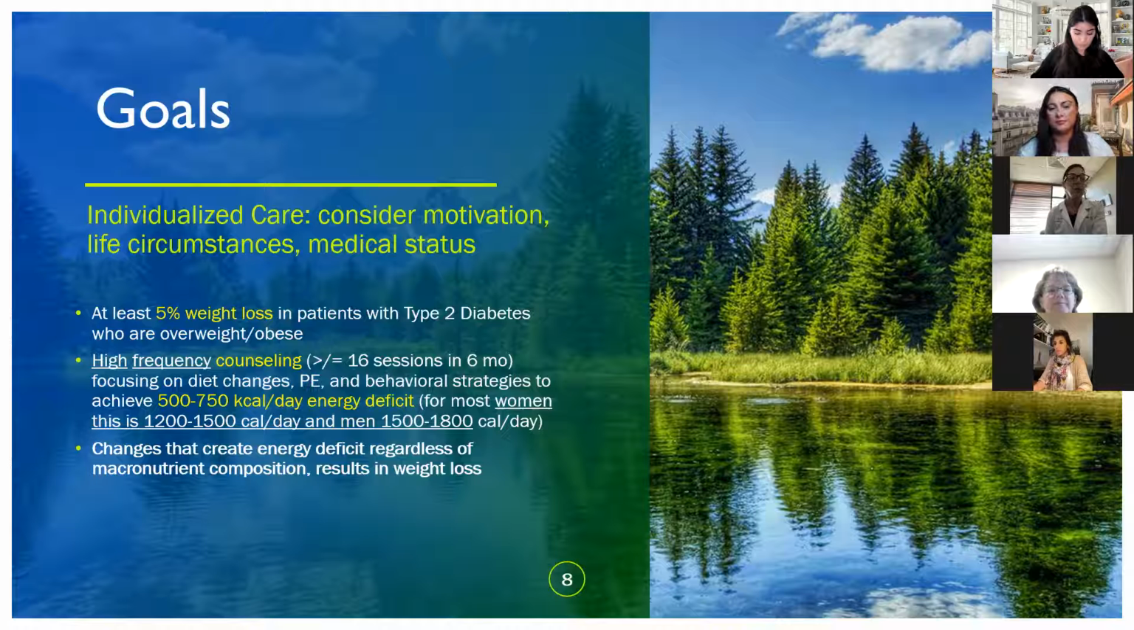So counseling, they recommend anywhere from greater than or equal to 16 sessions in 6 months, focusing on diet changes, physical activity, and behavioral strategies. A 500 to 750 kilocalorie per day energy deficit for most women. This is about 1,200 to 1,500 calories per day, and men 1,500 to 1,800 calories per day. So basically, though, any caloric deficit, regardless of the type of nutrients you're using, should result in some weight loss. Next slide.